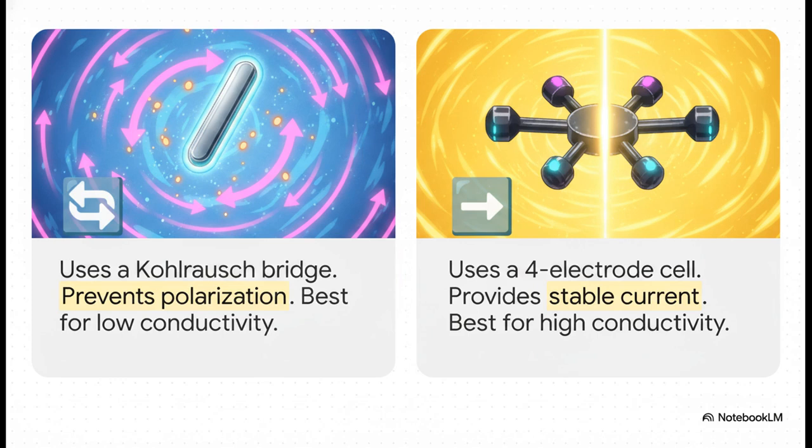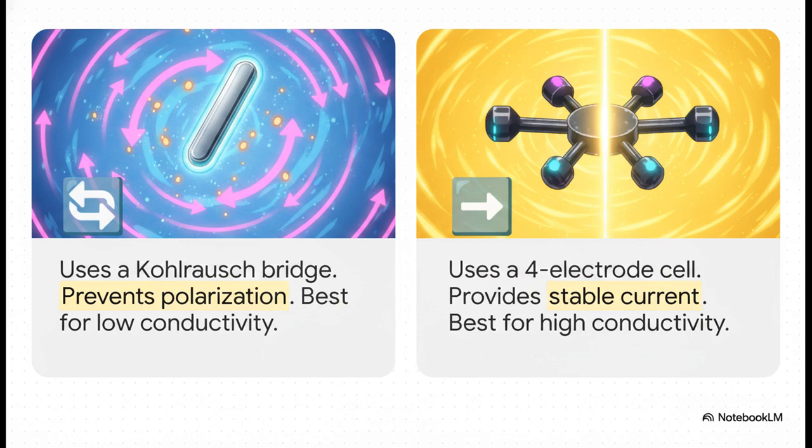For dilute solutions that have high resistance, we use alternating current, or AC methods, historically utilizing a Kohlrausch bridge. The AC method is super important here because it constantly flips the electric field back and forth. This stops ions from piling up at the electrodes, which is a major headache known as polarization.